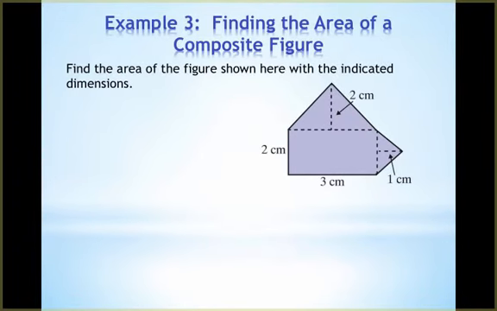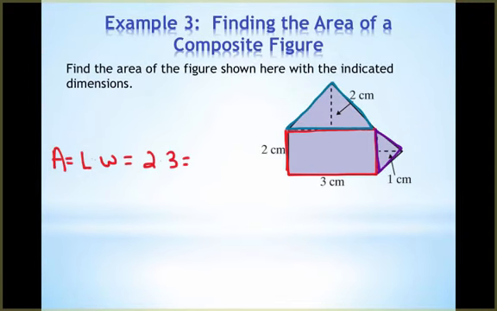Now we're actually going to combine some figures and make a composite figure and compute the area of it. So if you notice, what we have here is a rectangle, and then we have two triangles that are attached to it. So here's one of our triangles. And then we also have this triangle. So I'm going to find the area of each one of those shapes individually. So let's start with our rectangle. Well, we know the formula for that is length times width. So that will be 2 times 3, which is 6.